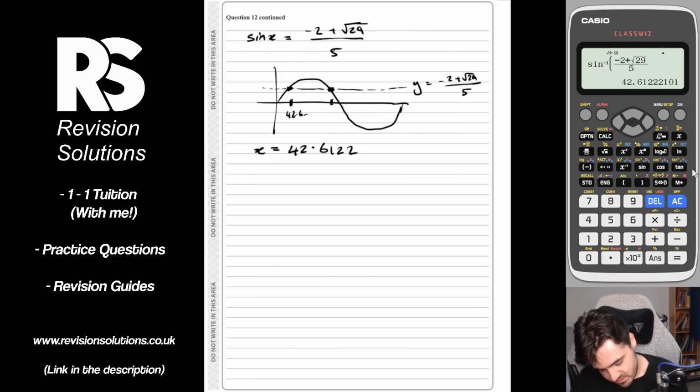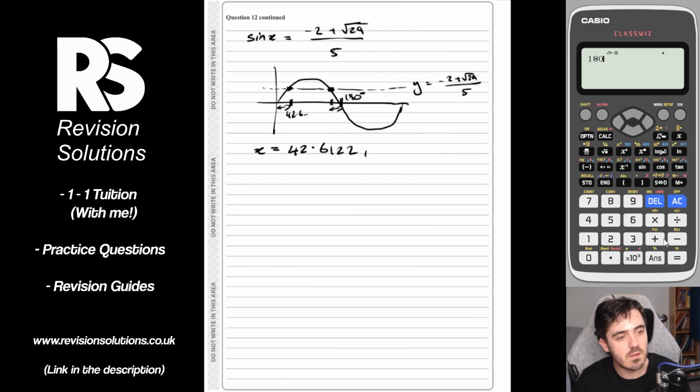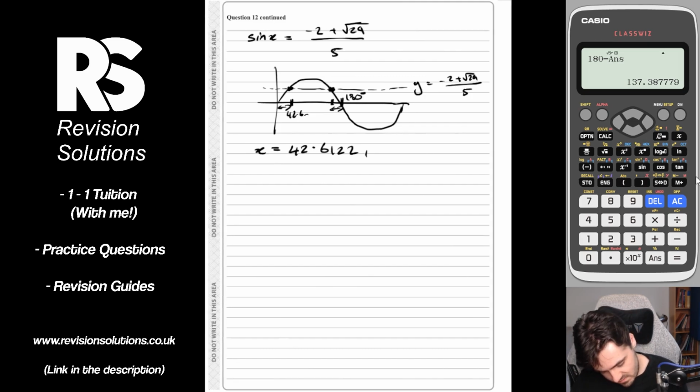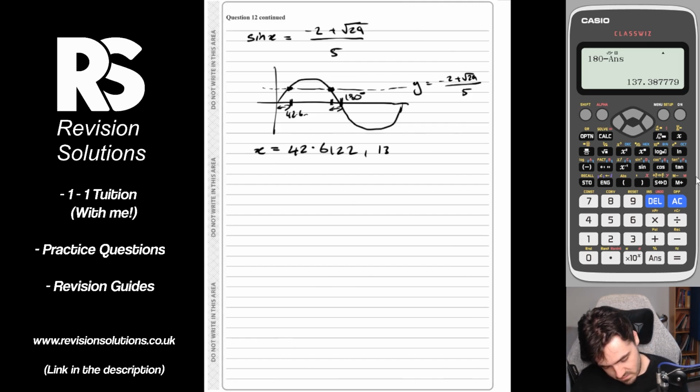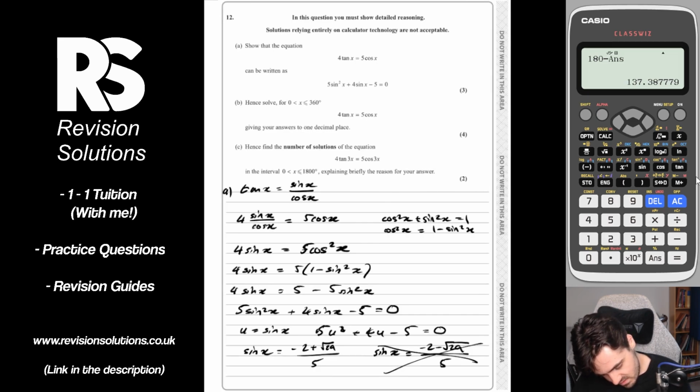We'd like this solution. So to get to that solution, we can subtract 42 from 180, which lives here because of the symmetry of the curve. This distance is the same as this distance. So if we do 180 minus the answer, that's 137.388877, blah, blah, blah. So 137.387779.